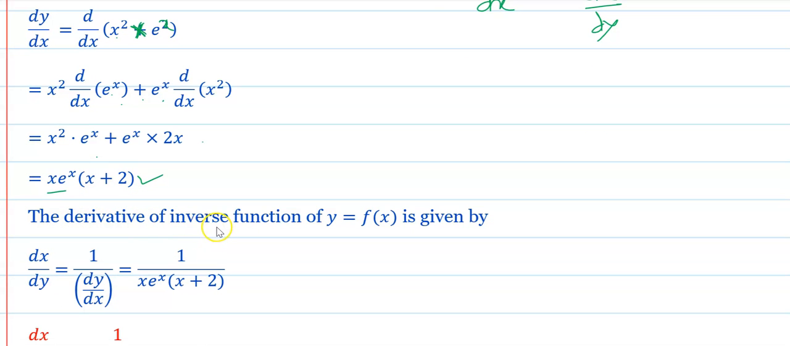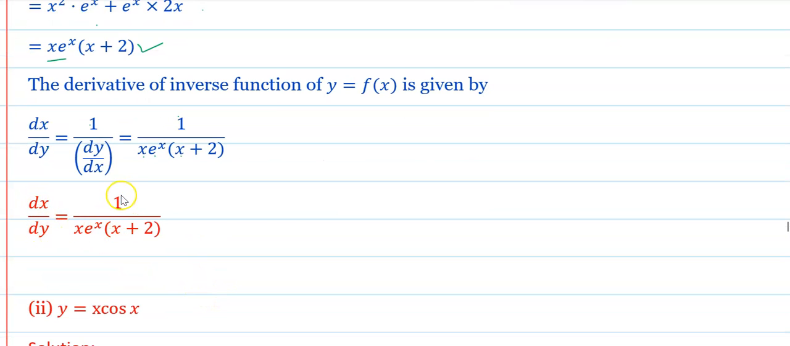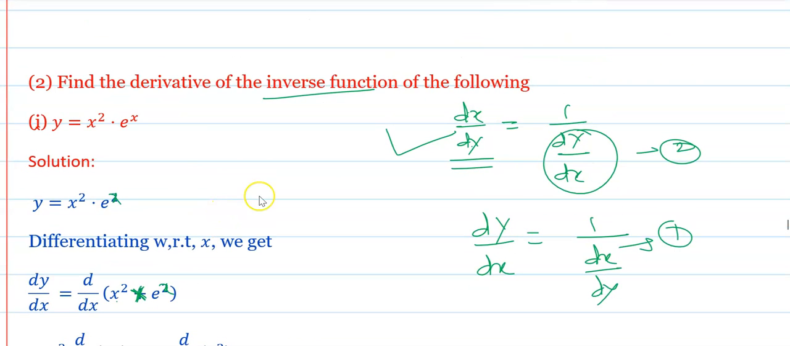And therefore the derivative of inverse function y is equals to f of x is given by dx upon dy is equals to 1 upon dy by dx, and that is equals to 1 upon x into e raised to x into, in bracket, x plus 2. Okay. And hence the dx upon dy is equals to, I have substituted the value, 1 upon x into e raised to x in bracket x plus 2. And this is the answer. हे आपल्याला फाइंड आउट करायचं, dx upon dy. For that, direct differentiate here. Do not express that is the x in terms of y. इथे एक्सप्रेस करायची गरज आहे का नाही.